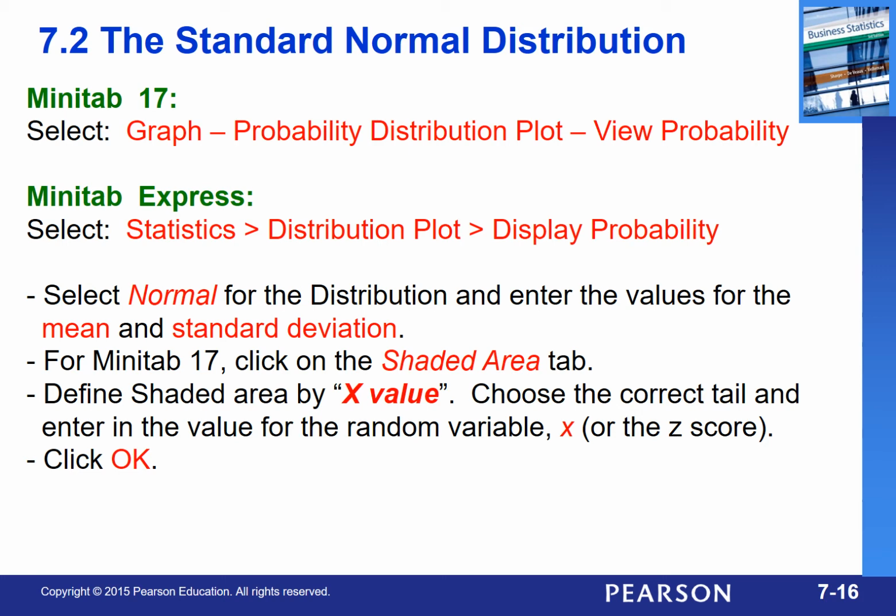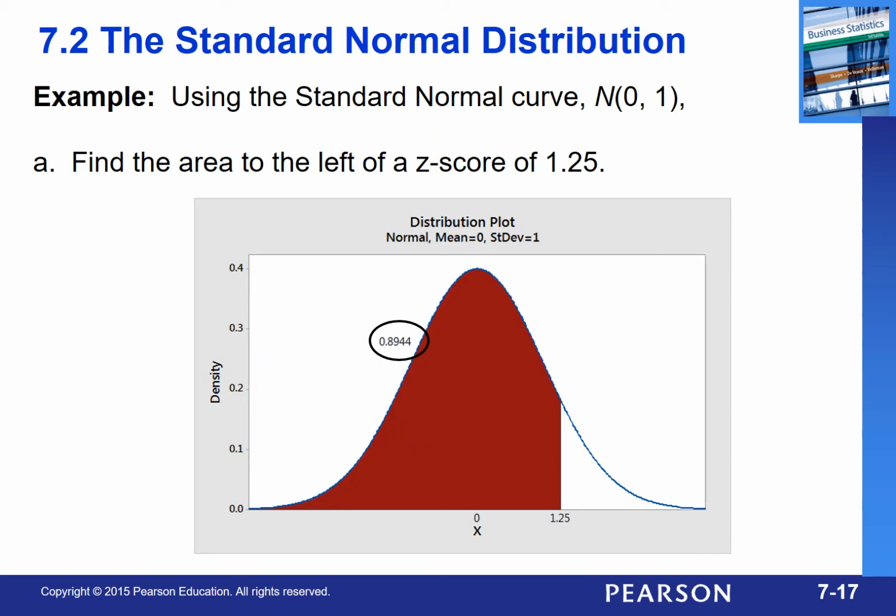Here's how you would do that on Minitab 17 and Minitab Express. So what we would do is we'd select normal from the distribution, enter center values, mean and standard deviation. We'd choose shaded area and then click on X value. I have several videos on how to do this. I'm going to talk to you about the results that we see from doing this next. And remember, this is a standard normal, so it has mean 0 and standard deviation 1.